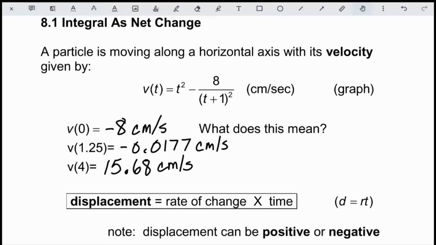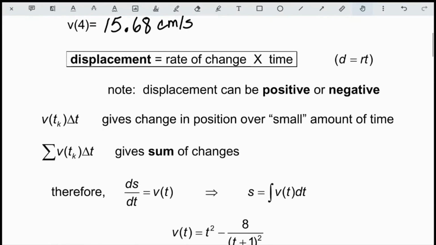Okay, so let's move on here and start to get into some of the things that are going to involve integration. We're going to talk a lot about displacement versus total distance today. When we talk about displacement, and we've talked about this before as we've gone through the last few units, it's essentially our rate of change times our time. However, a lot of times we have varying rates of change. So we have a velocity function that is not constant.